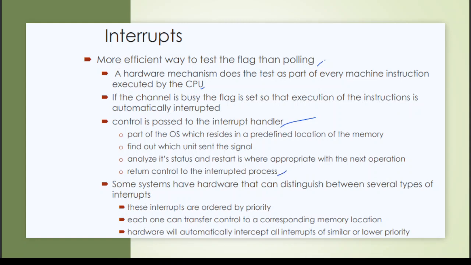Some systems have hardware that can distinguish between several types of interrupts. These interrupts are ordered by priority. Each one can transfer control to a corresponding memory location, and hardware will intercept all interrupts of similar or lower priority.